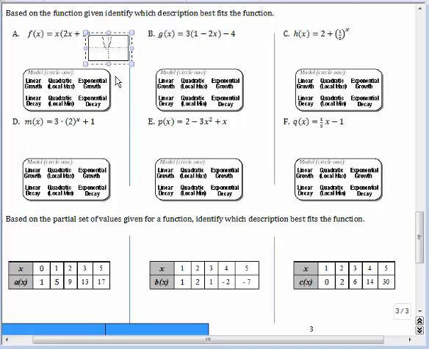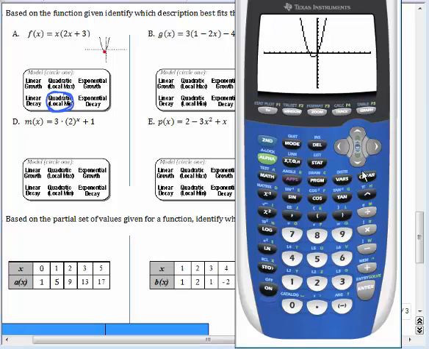So I'm going to try to put these functions over here, maybe just big enough so that you can see them still, but you can clearly see that's a quadratic that bottoms out. And so our choices are linear growth, quadratic local max. This is a quadratic local min, so we need to circle the local min right there. All right, let's try the next one.